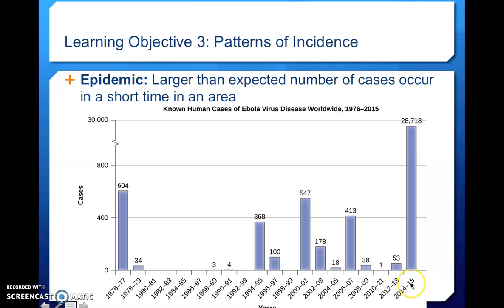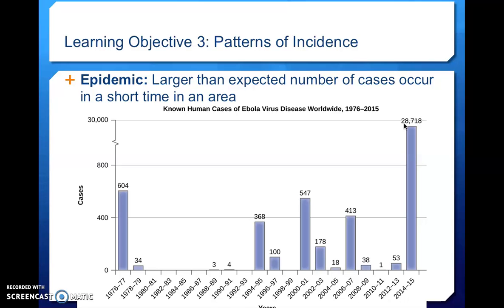However, in 2014 to 2015, there was an Ebola epidemic. So a normal number of expected Ebola cases would be a few dozen to a few hundred. But look at this, in 2014 and 15, 28,000 cases. So that is way larger than expected. So that was an epidemic. It was in an area of Africa, a few countries in Africa, and it didn't expand beyond that.